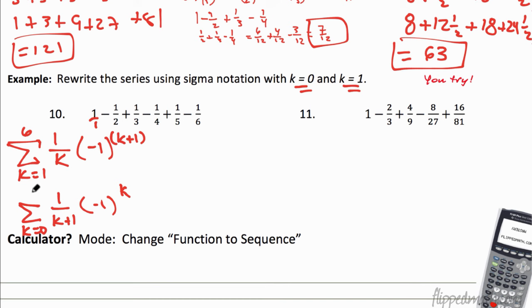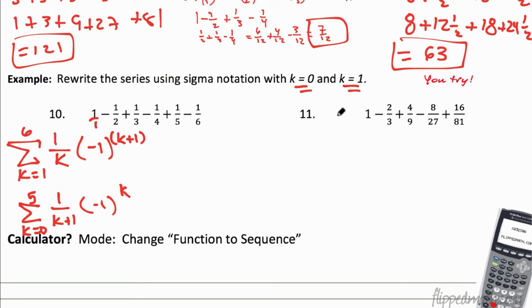How many places do I have to go? 5. All right, you might have to pause the video and look at this now. Look at it, write it out both ways, and make sure you get the same answer because they both are equivalent. They give you the same series. When I plug in a 0, I get 1 for the first term, and I get positive. When I plug a 1 in, I get 1/2. That's going to be my second term, and I'm going to get negative. So either way will be fine.